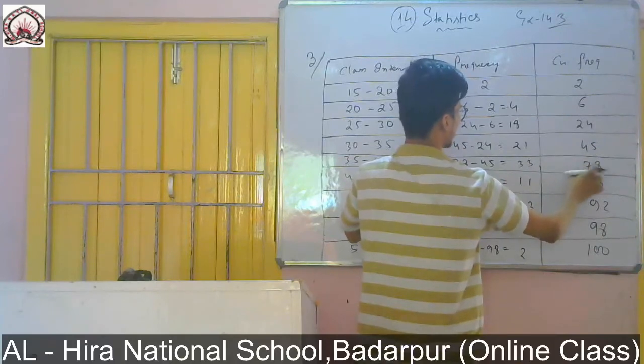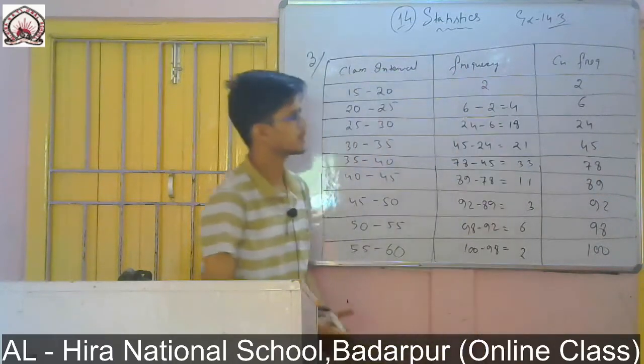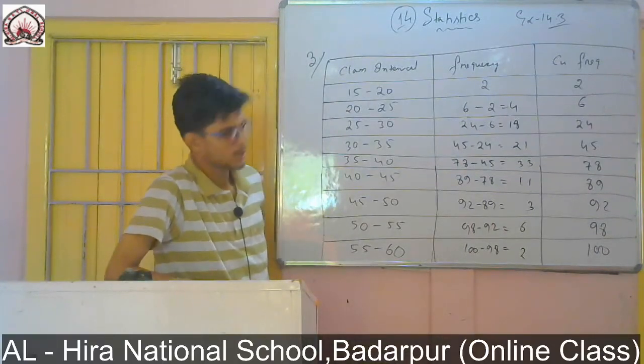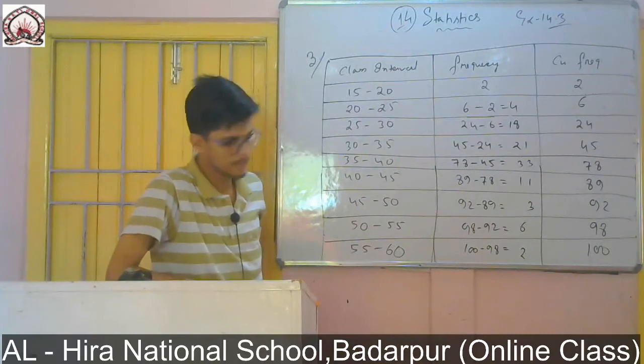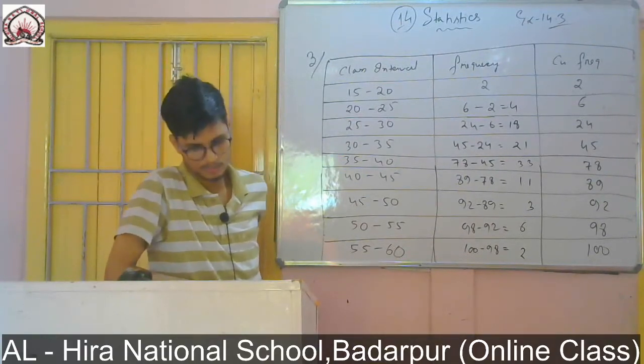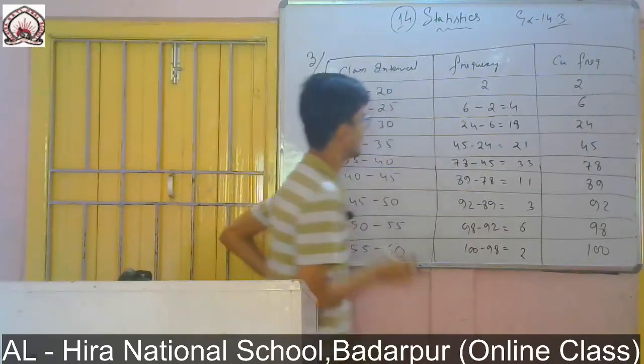Here the cumulative frequency is 78, 78 minus 45 it is 33. So like this it will continue. So after that we got the frequencies 2, 4, 18, 21, 33, 11, 3, 6, 2. So now to calculate the median, what do we need? We need the median class.